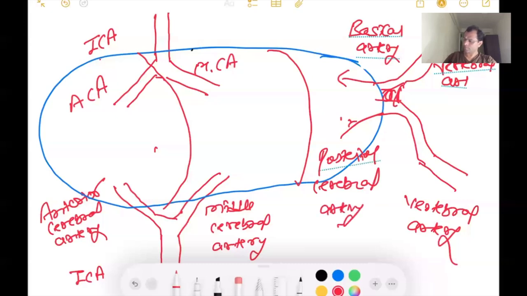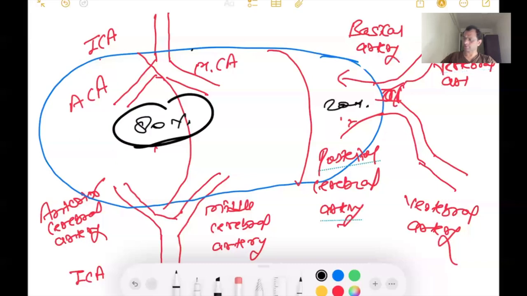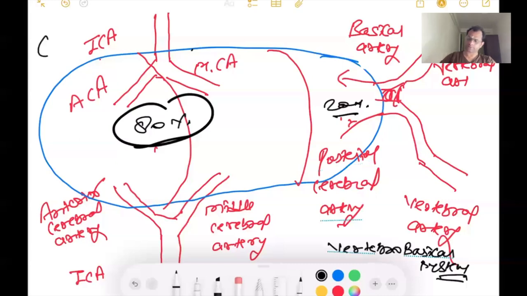Yesterday I told you the internal carotid artery supplies 80% of the brain, and this basilar artery supplies 20%. That's why we call it together the vertebrobasilar system, on the back side. On the front side, it is called the carotid system. Same thing I will show you in one image.